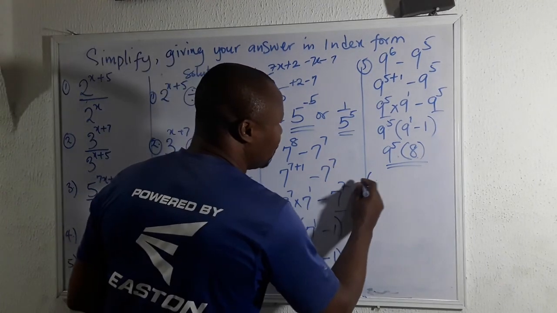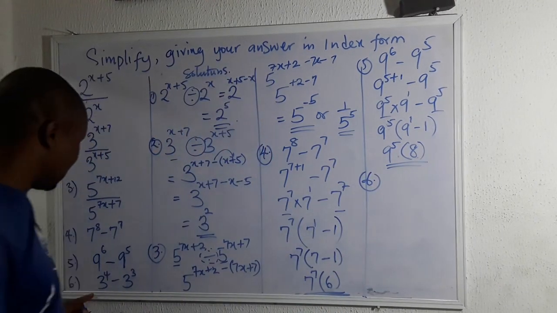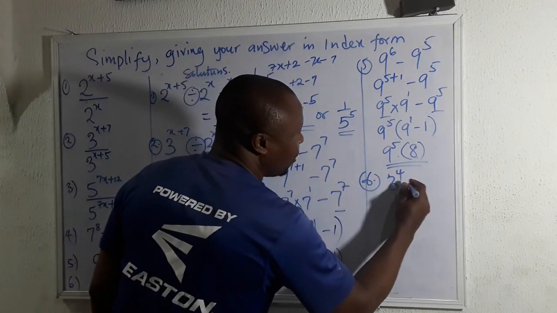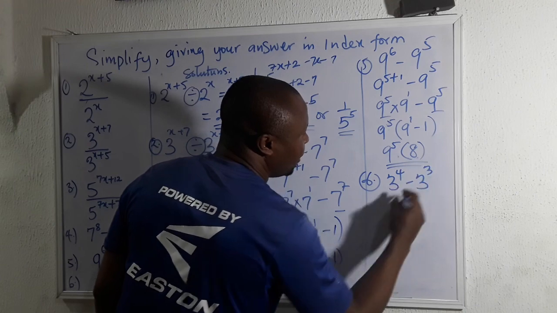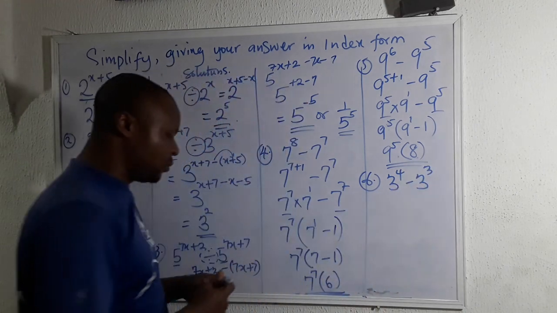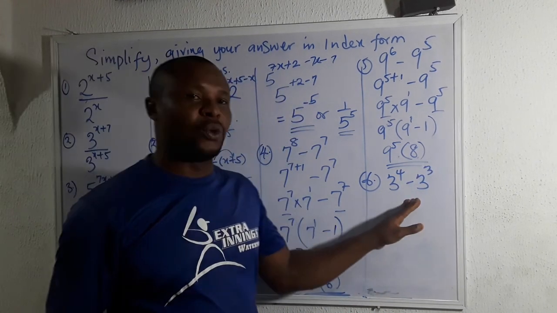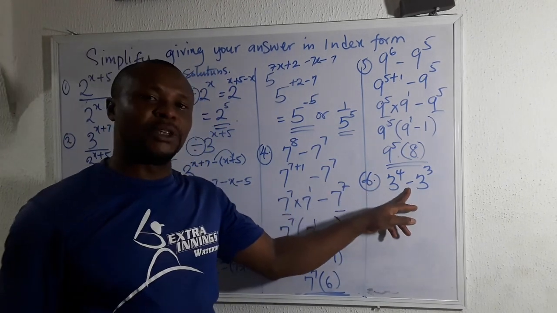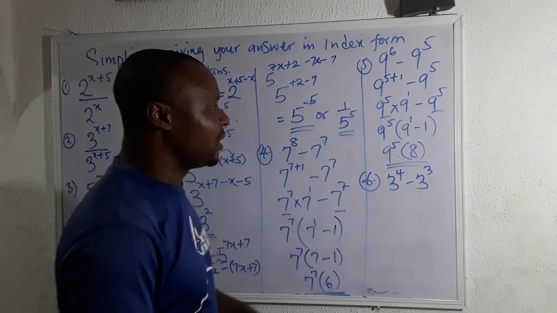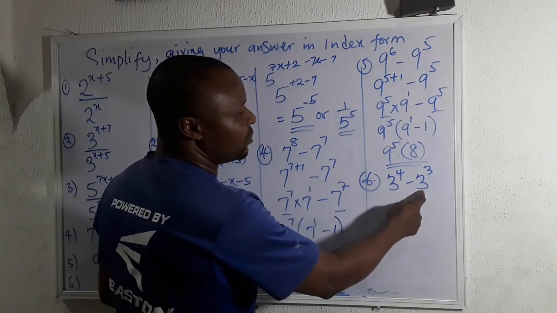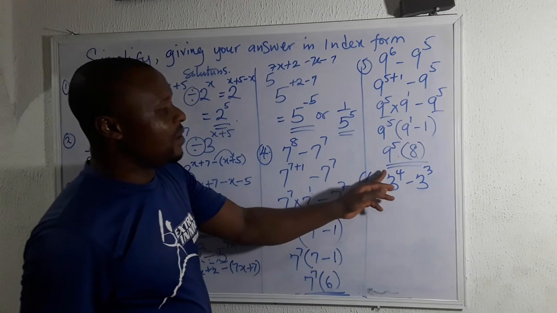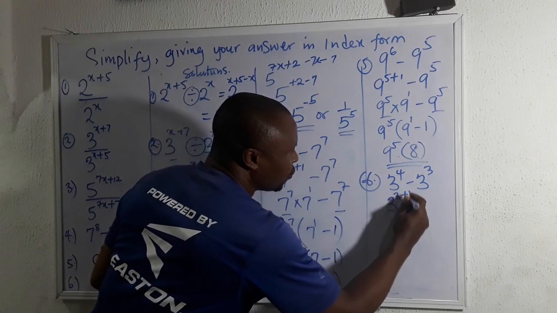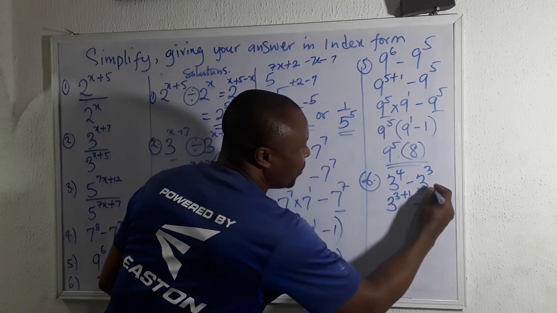So now the sixth one, the last one, is 3 raised to power 4 minus 3 raised to power 3. So now we can re-express it, because we cannot apply the law of indices directly in a situation like this, because we don't have a division or multiplication sign in between them. But again, if we look carefully, this part is 3 raised to power 3. So we can rewrite this as 3 raised to power 3 plus 1 minus 3 raised to power 3.